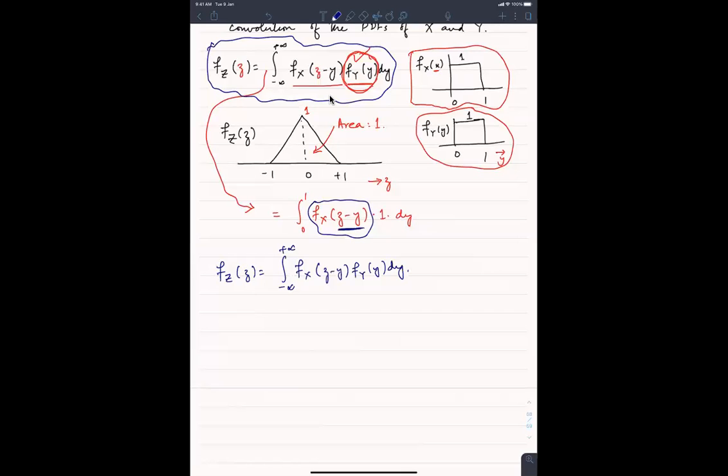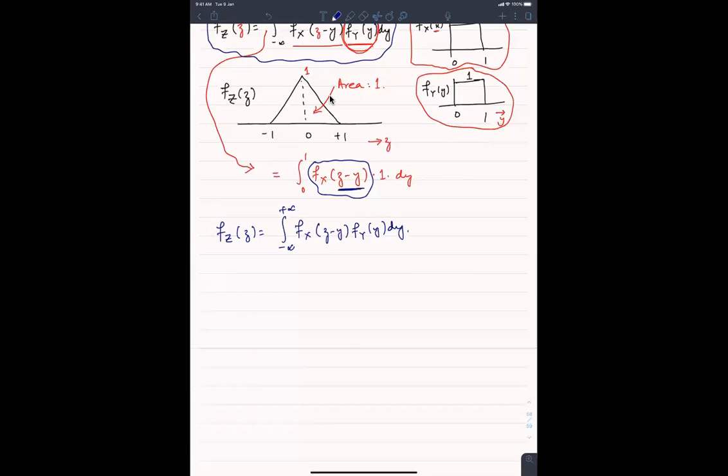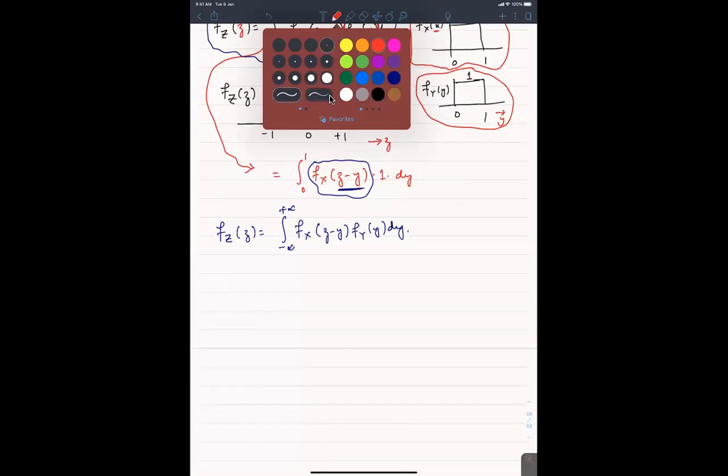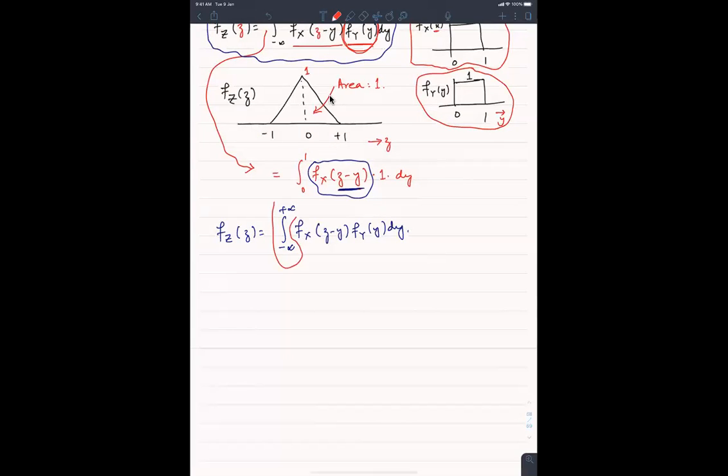ये equation कह रही है कि you have to find the area under the curve from minus infinity to plus infinity, the area under the curve, which is the integral from minus infinity to plus infinity of the product of two functions, ये fy of y और fx of z minus y. So ये दोनों हमें पता है, fy of y भी पता है और fx of z minus y भी हमें पता है. ठीक है? Now fy of y हमें कहाँ पे पता है?